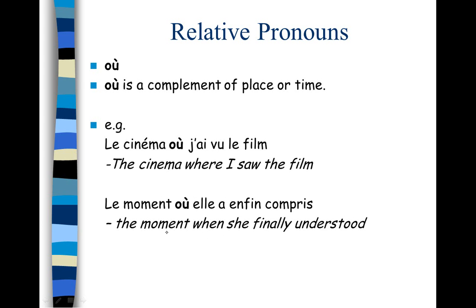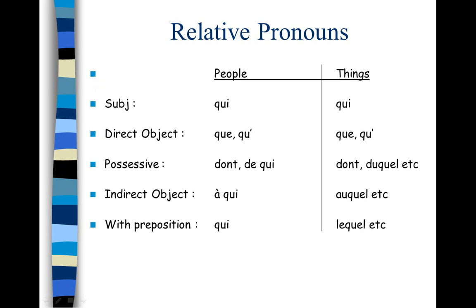Le jour où elle est rentrée. L'année où il s'est cassé la jambe. Whatever it may be, yeah? The time, où. We must use où with place or with time. Here is a little summary chart, which again will appear in the lequel screencast. What we use with people and what we use with things.